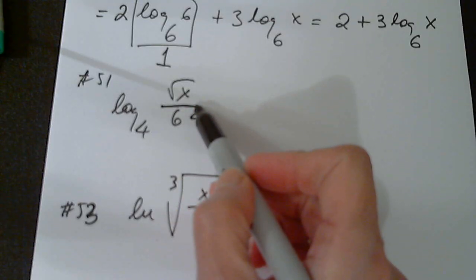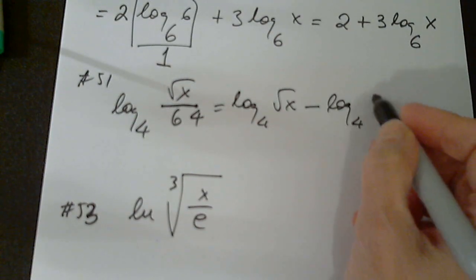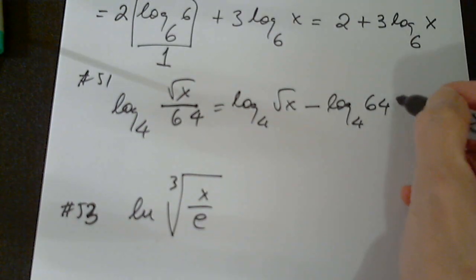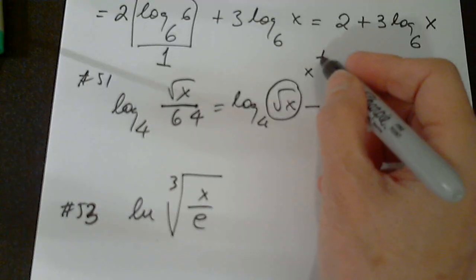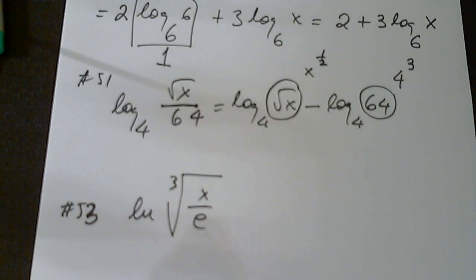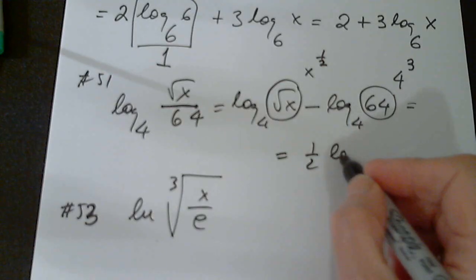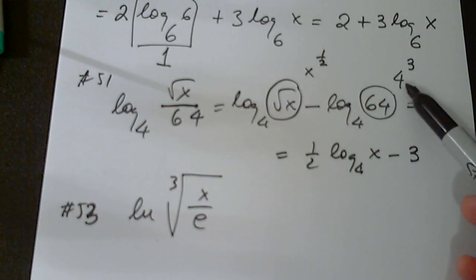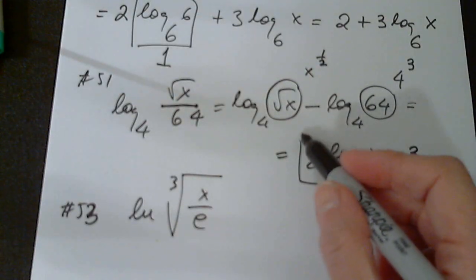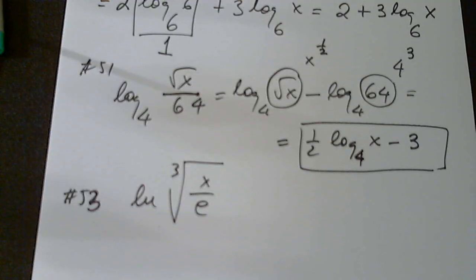It's a ratio. So then I have log base 4 of the square root of x minus log base 4 of 64. Yes, I have to change this into 4 cubed. And yes, I have to change this into x to the 1/2. We know that the square root is power 1/2. Okay, so it's done. So 1/2 log base 4 of x minus 3, because log base 4 of 4 will be 1. Any questions on this problem?